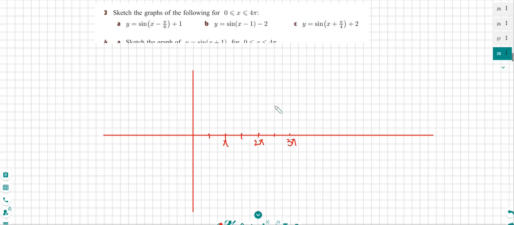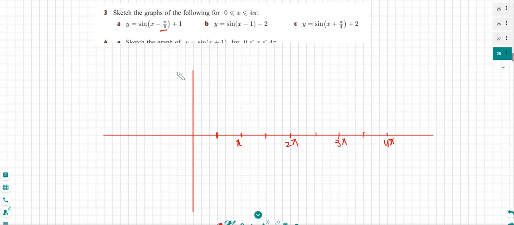Actually, the minimum shift is pi by 6, so I think I should take more boxes. For pi, it is pi by 6, so at least I should have 6 boxes for 1 pi, right? And pi by 6 is 180 over 6, which is 30 degrees. So at least one small box should be 30 degrees. So 30 plus 30 plus 30 will be 90. And what about this? It will be 45 degrees. So taking this one as pi by 2, 1, 2, 3. Pi, 1, 2, 3. This is 2 pi, 3 pi, 4 pi, right? Okay, yeah.